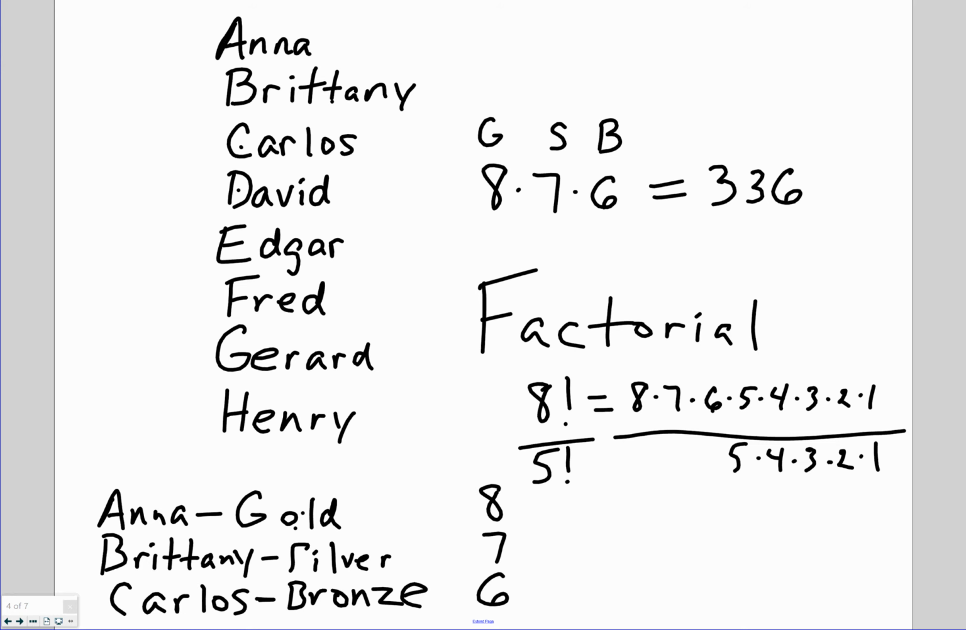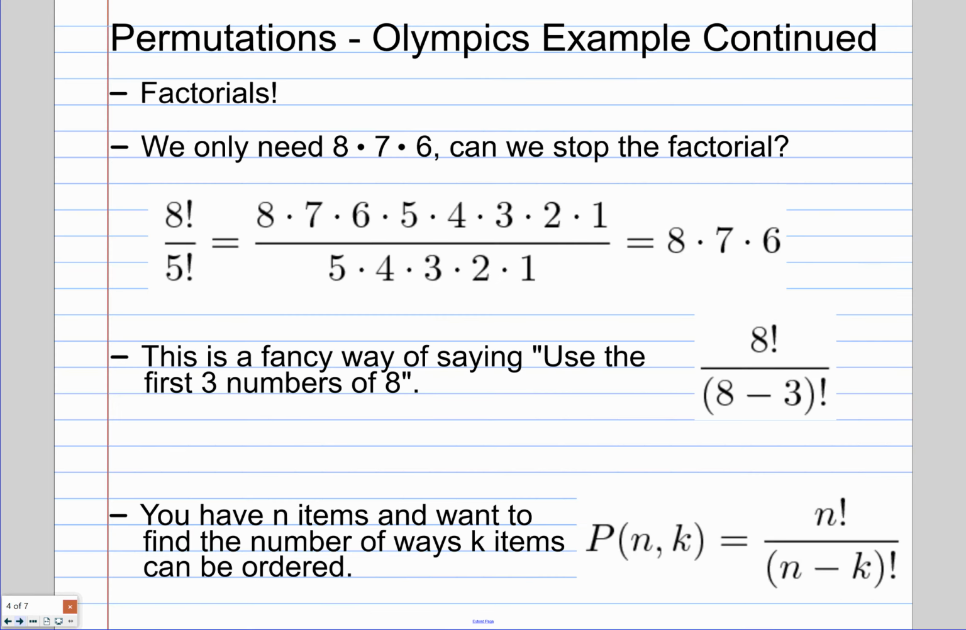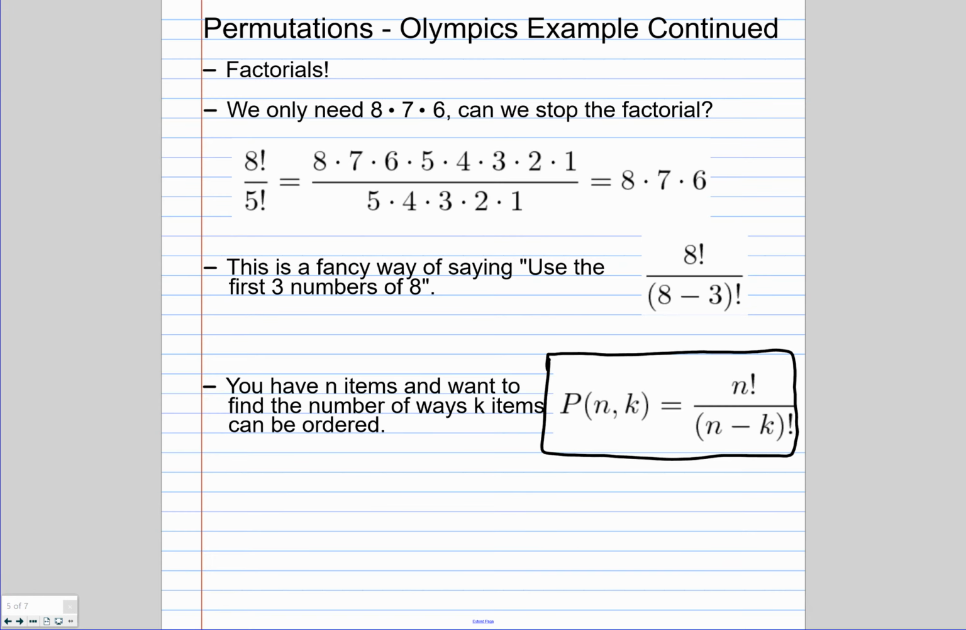But the way I want you to think about it in terms of a formula is I want you to look at this slide right here. And I'm not going to give you this formula for the quiz. So this is a permutation, and n is your total number of whatever you have. In this case, we have how many runners? 8 runners. And the k is how many you're selecting. How many medals are we awarding? 3.